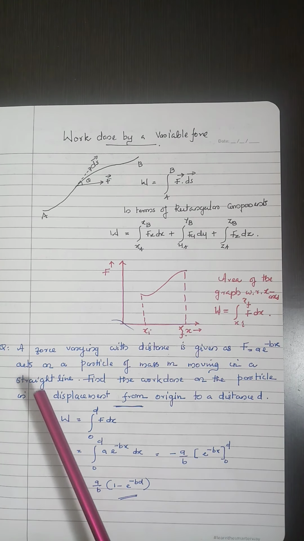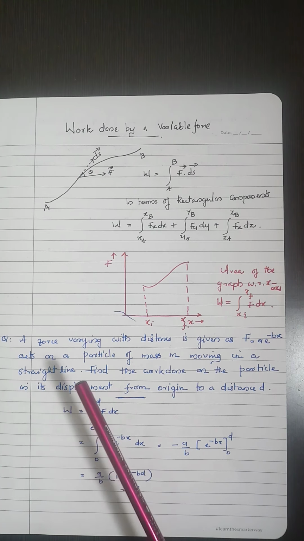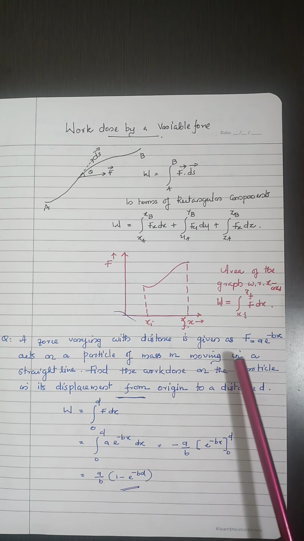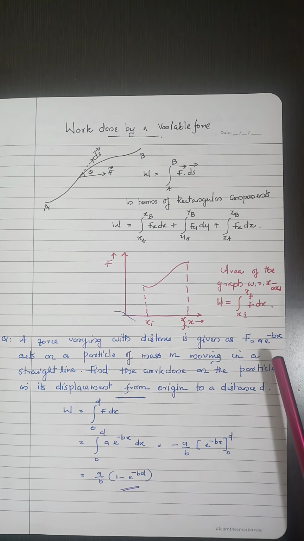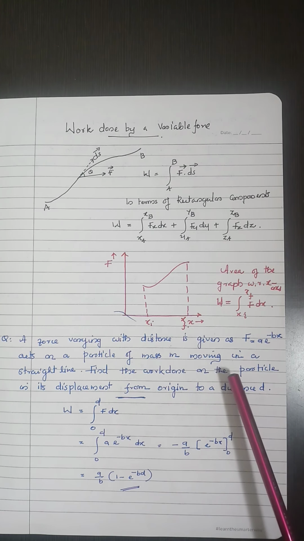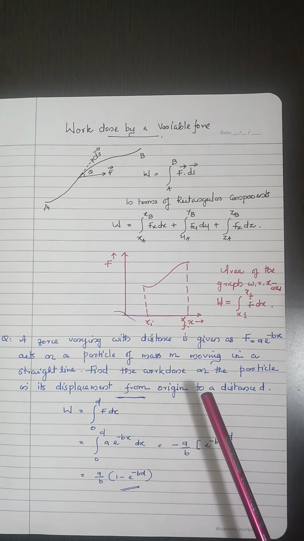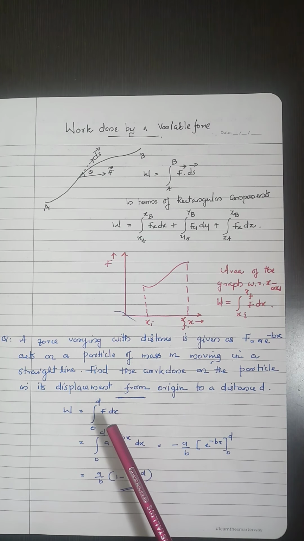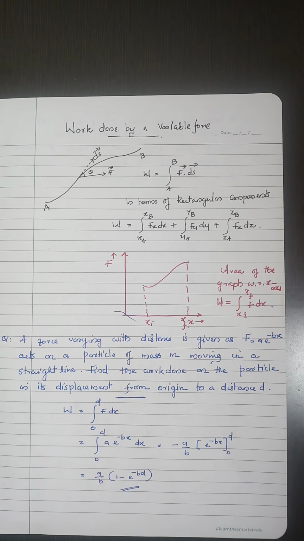We are with one question, a good question. A force varying with the distance, given as F is equal to A into e raised to minus bx, acts on a particle of mass m moving in a straight line. Find the work done on the particle in its displacement from origin to a distance d.